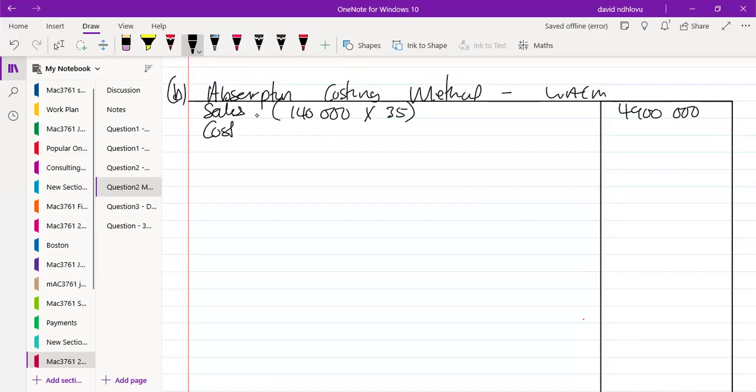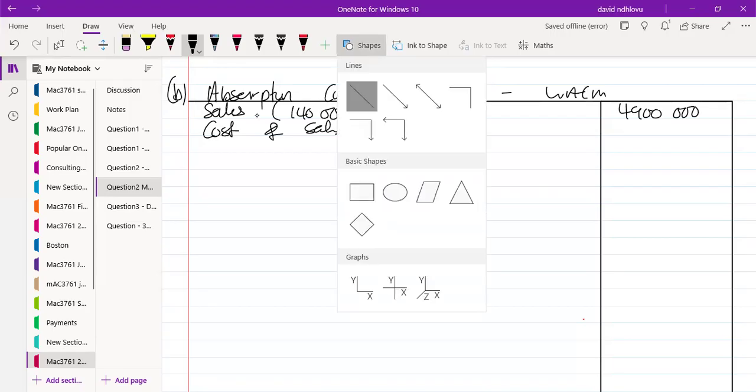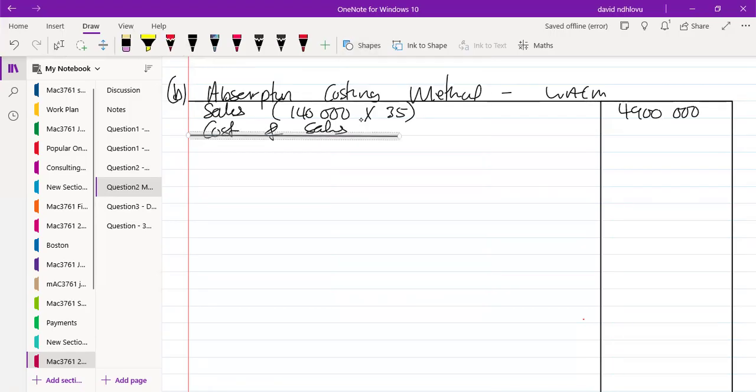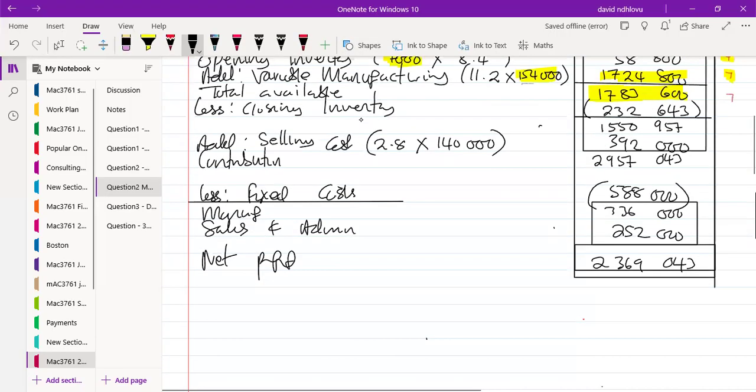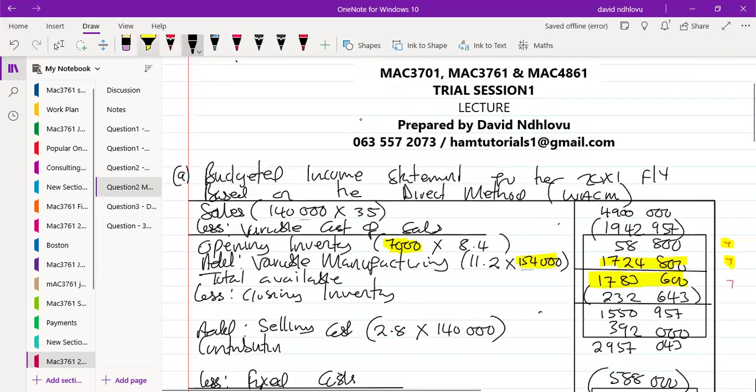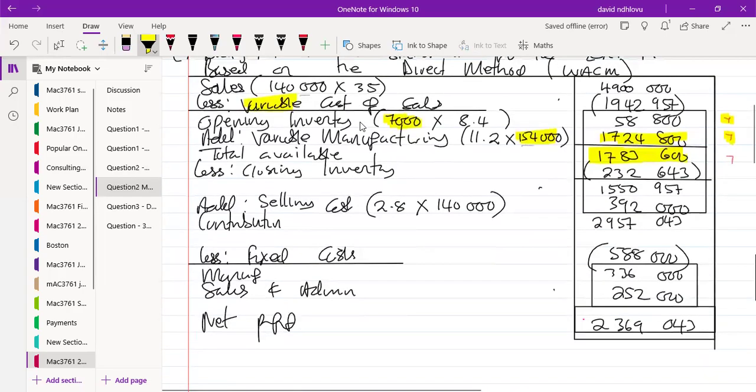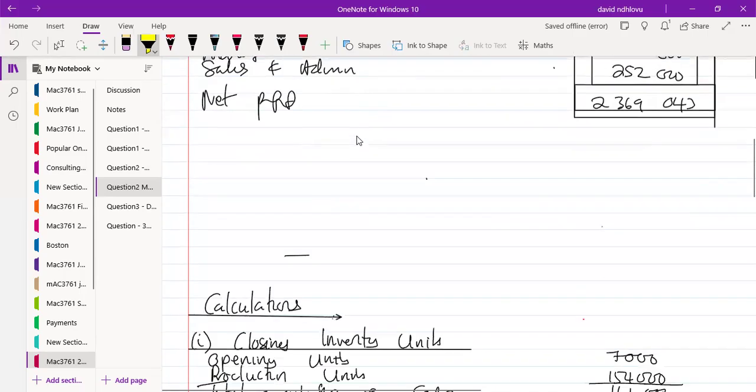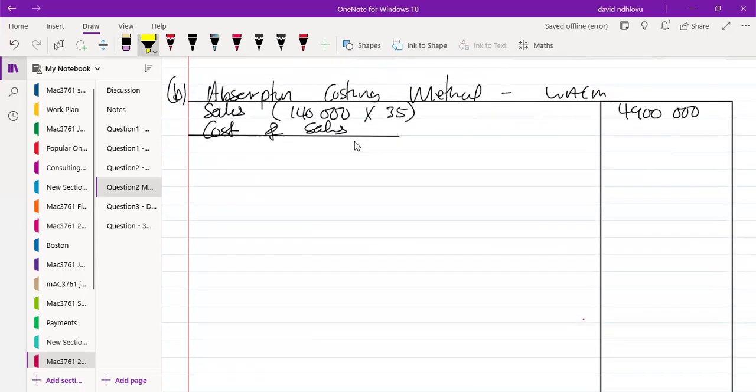Then we say cost of sales. As you can see on my cost of sales, I don't have to specify on this one whether it is variable or not. Here we have to say variable cost of sales, which means up to contribution, we cannot include a fixed cost. But I've not done that here, which means I can include the fixed cost.